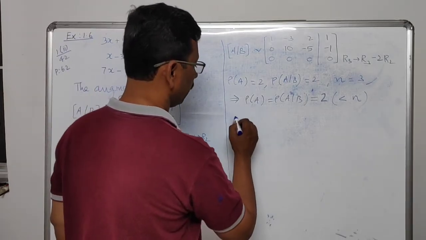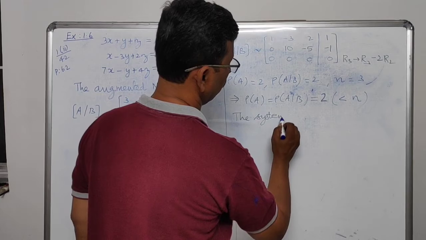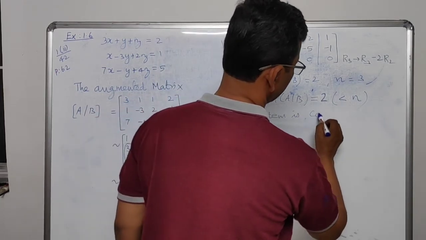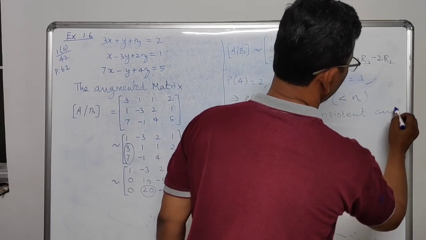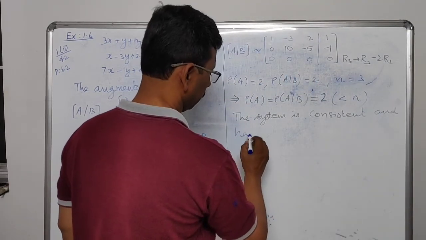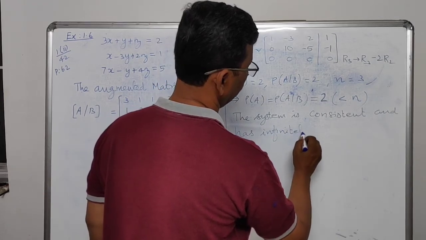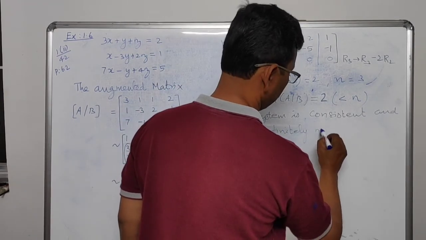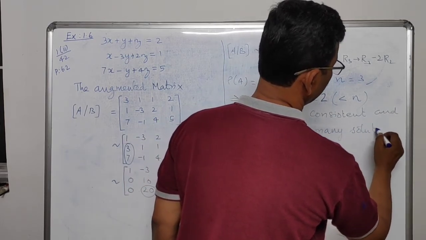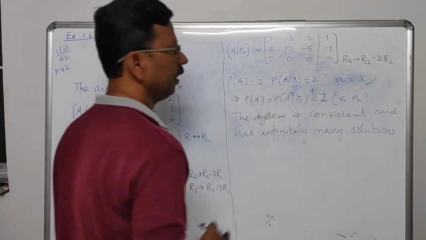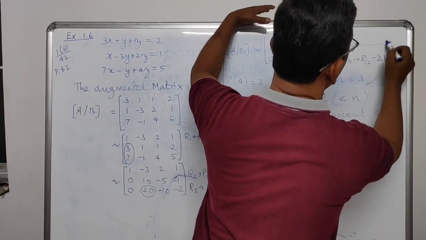Therefore, we can say the system is consistent and has infinitely many solutions. Therefore, we can take this last echelon form as equation number 1.